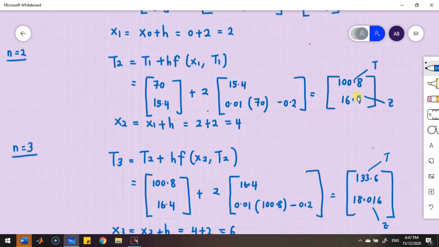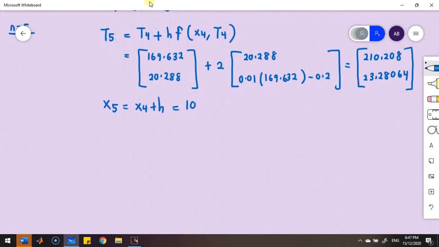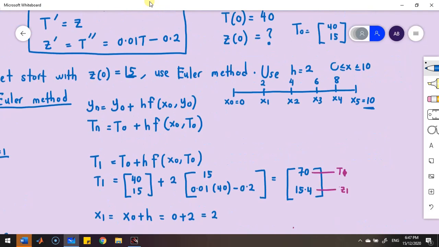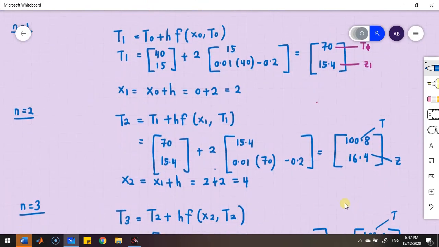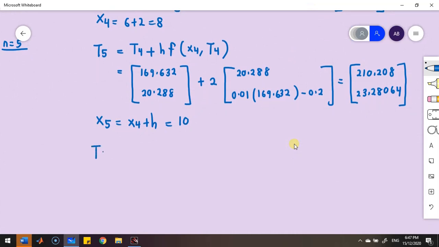Okay, let's look. What is T5? This is the one that we have obtained. Oops, this is not T, so I'm just going to undo it. Okay, let's write it again. So we have T10 giving me this answer, right? 210.208, 23.2864.